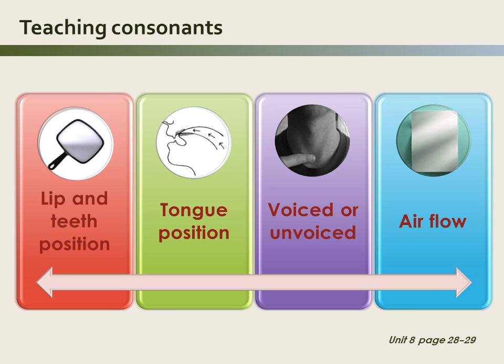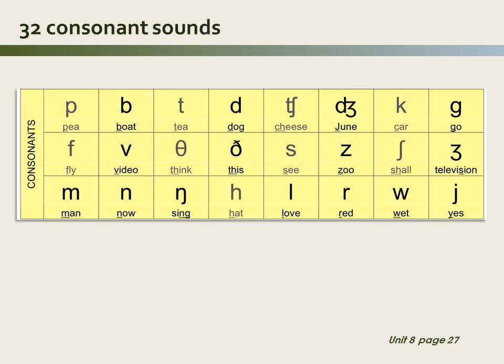Let's just go back to that chart of all the consonant sounds, and you'll see that many of them are arranged in voiced and unvoiced pairs: P and B, T and D, Ch and J, and so on. And you can tell which is the unvoiced because it's in light grey and the voiced are in a black colour.